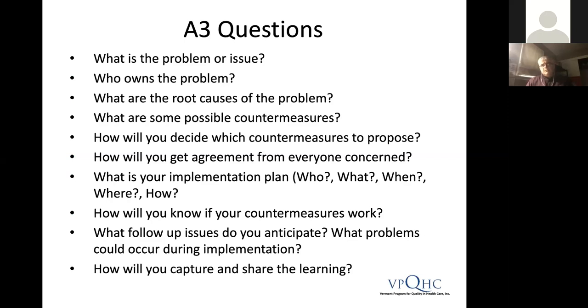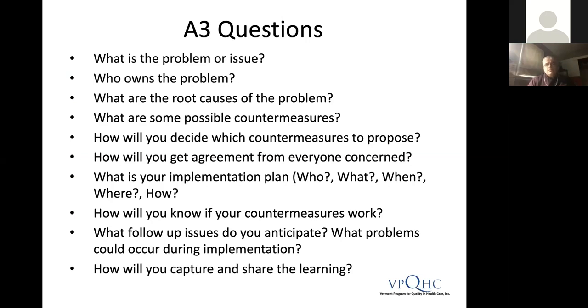So what's the problem or issue? Who owns it? Sometimes that can be an interesting discussion in healthcare. What are the root causes and some possible countermeasures? How do you decide which countermeasures you're going to propose? How are you going to get agreement from everyone that is going to be affected by it? What's your implementation plan? How will you know if the countermeasures actually work? What follow-up issues do you anticipate? What problems could occur? And how will you capture and share the learning?